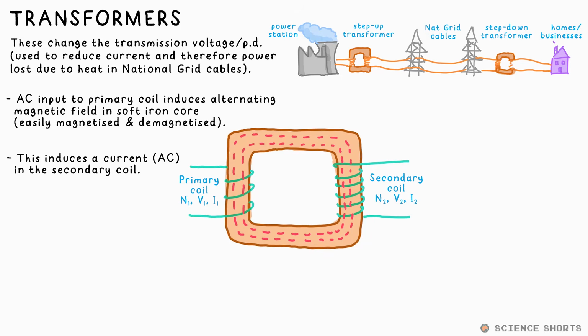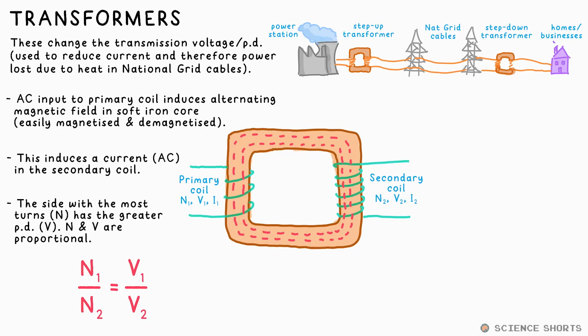In order for a current to be induced, though, a wire must experience a change in the magnetic field, which again is why we must use AC. The ratio of turns in the coils is equal to the ratio of the voltages. If the secondary coil has double the turns, it has double the voltage and therefore half the current. A step-up transformer increases the voltage before it enters the grid. This then reduces the current, so less energy is lost due to heating.